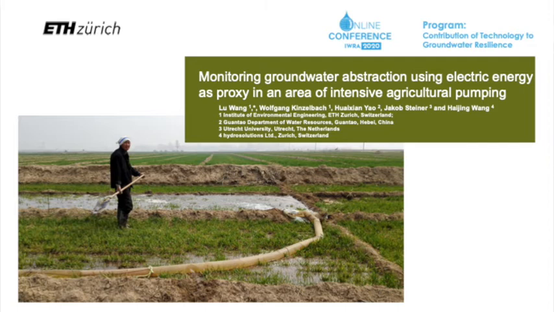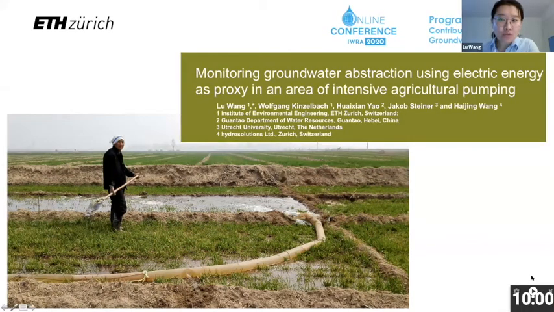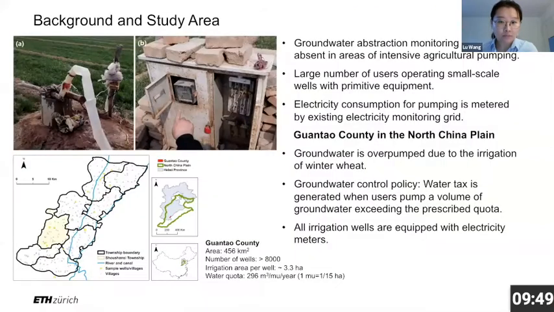Thank you, Neno. I'm very happy to introduce our work on groundwater abstraction monitoring in the North China Plain. This picture is a farmer using groundwater to irrigate winter wheat in the North China Plain. Next slide, please. Groundwater is overpumped by a huge number of small-scale primitive irrigation wells in the North China Plain. This greatly complicates direct water metering. Since wells mainly run on electricity, we have the opportunity to look at energy consumption to solve the monitoring problem.